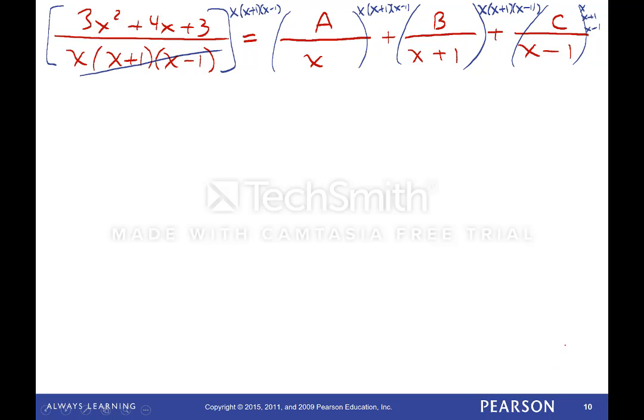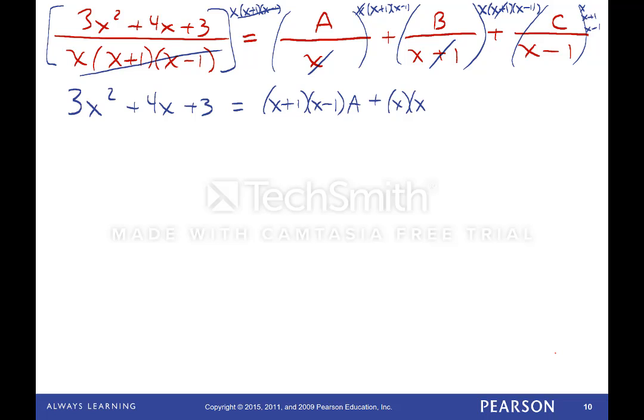All right, so for the left side, everything cancels, we're left with just the numerator only. On this side, the x's are gone, so we're left with A being multiplied with x plus 1, x minus 1. There's the A at the end there. For the next one, x plus 1 is gone, so therefore it's going to be x times x minus 1 times the B value. In this one, x minus 1s are gone, so it's x times x plus 1 multiplied by C.